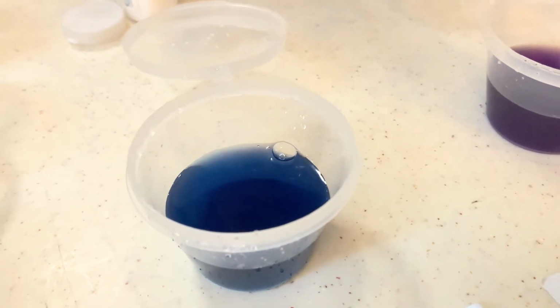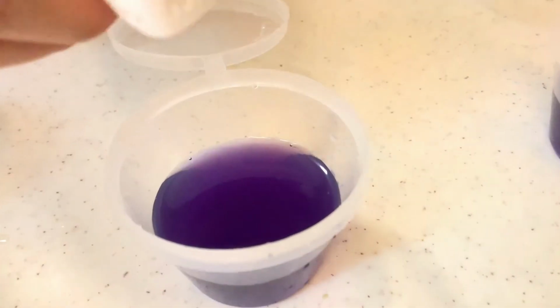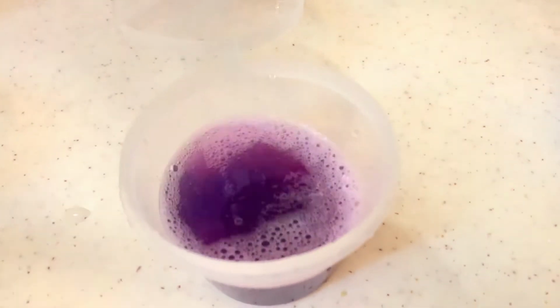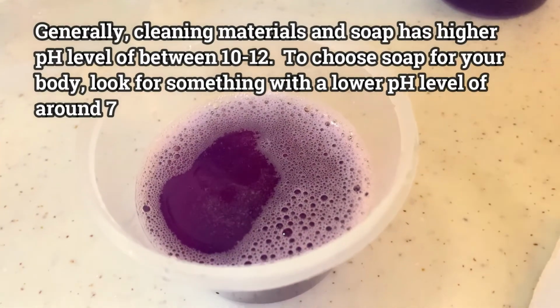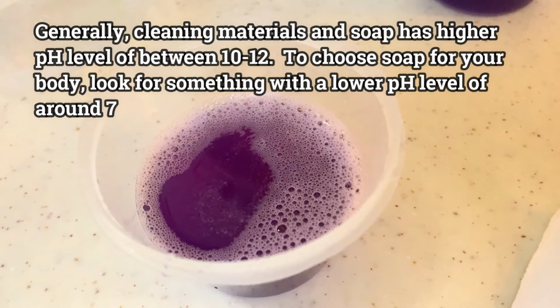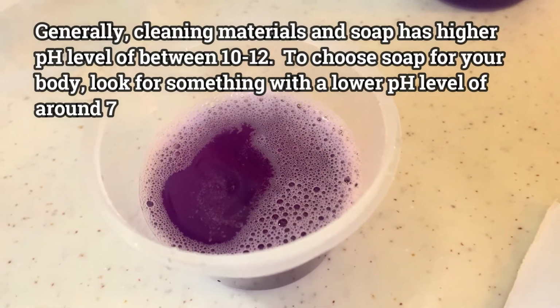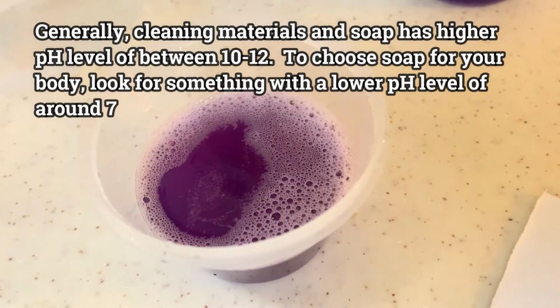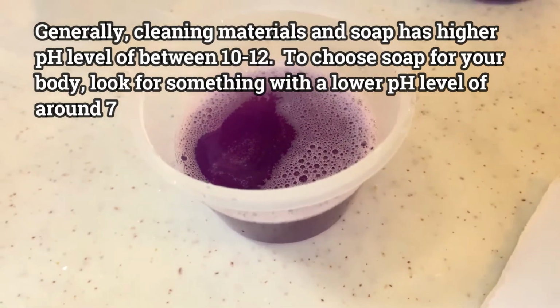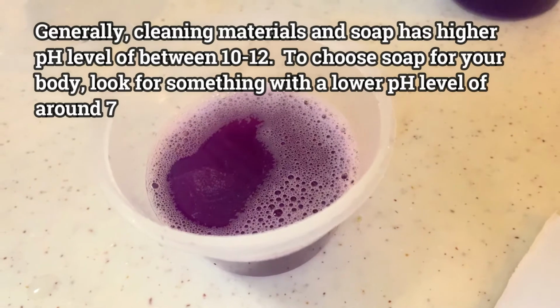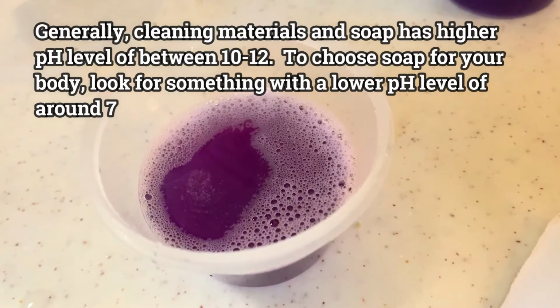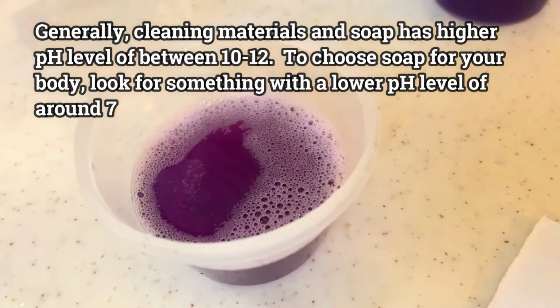From baking soda, I'm gonna move on to do toilet cleaner. Can you see that it has changed color to become purple? Toilet cleaner or cleaning materials generally have a higher pH level of between 10 to 12 because of the properties inside that is needed to kill bacteria. So you got to be very careful when you use cleaning materials because it can be quite harmful towards our skin if you use too much of it. It can cause skin dryness, skin peeling, so just be careful.